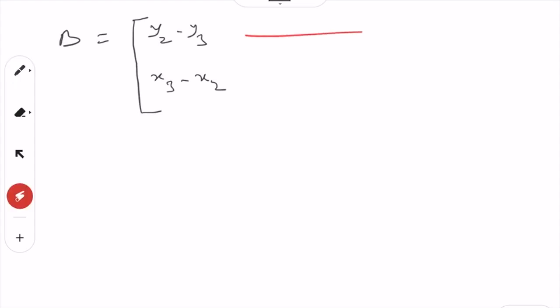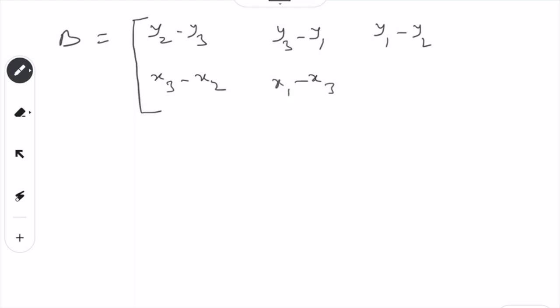Okay, the rest you can write. This will follow the cyclic order 2, 3, then 3, 1, then 1, 2, and so on. So y2 minus y3, then y3 minus y1, then y1 minus y2. Here will be x3 minus x2, x1 minus x3, x2 minus x1. Simply write x instead of y and interchange the indices: where we have 3 we write 2, where we have 2 we write 3. That's it. This is the B you will get.